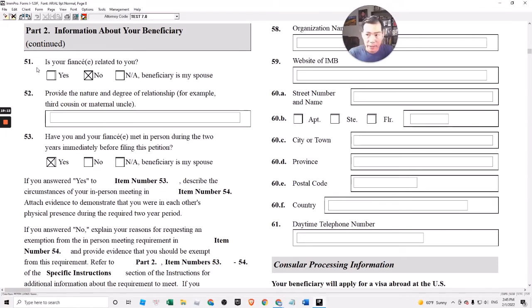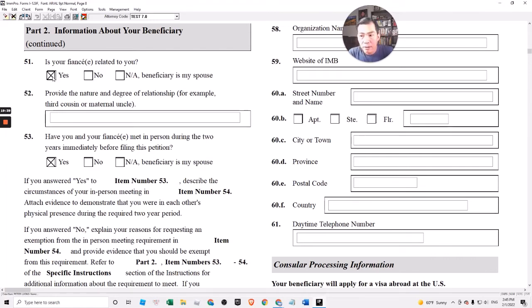Question 51, still under part 2. Is your fiancé related to you? It's very important. In American law, they allow marriage between related relatives at some level. I don't go deep into that, but to be safe, he or she has to be not related to you. So I check no here.